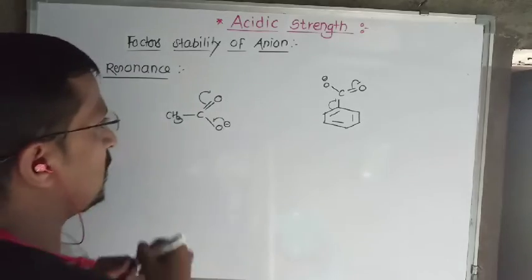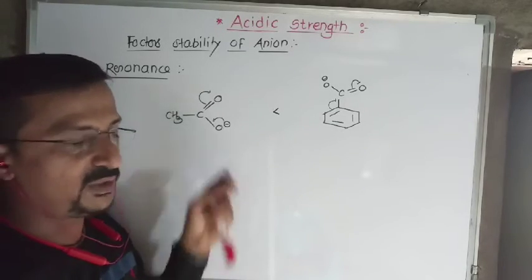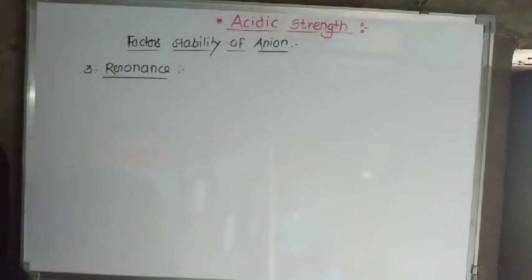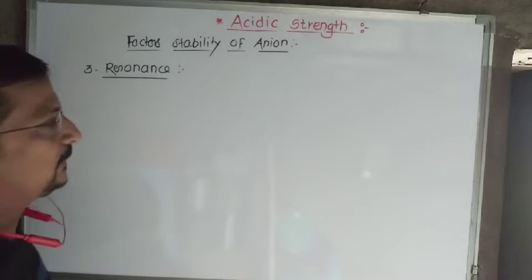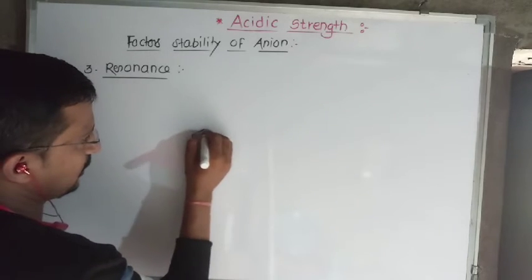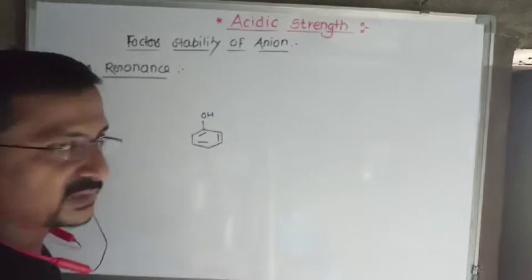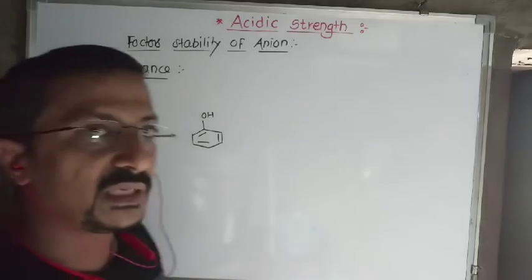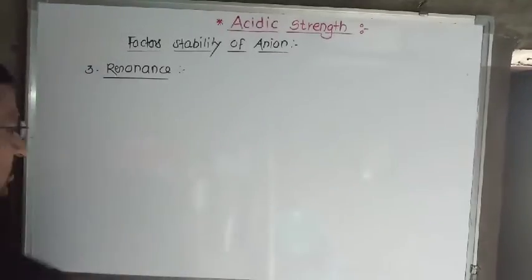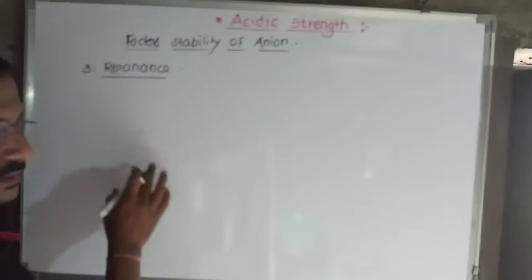So in this case, benzoic acid will be more stable as compared with acetic acid. Remember. Then there is one more point as far as resonance is concerned: phenol. Actually, we are going to discuss acidic strength in aromatic compounds separately, certainly in the next lecture, because covering all these things in one lecture might be confusing. So that is the third factor, resonance.